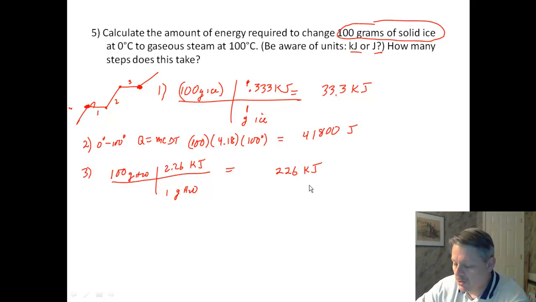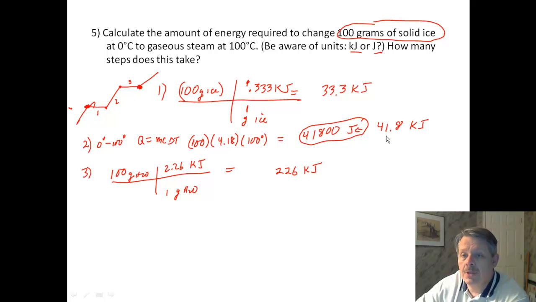All right, so I can just add all these numbers up, right? Well, no, I can't. You'll notice that I have kilojoules and kilojoules and joules in the middle. So this guy's going to be a problem. Let's fix that. Let's convert that to kilojoules. So that's 41.8 kilojoules. I just divide that by 1,000, right? So that gives me that number.